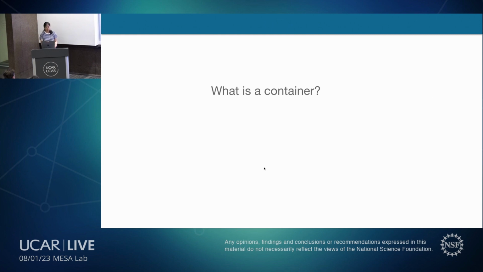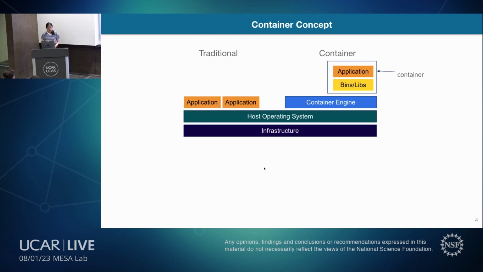Okay, first, what is a container? This graph shows the application development and deployment model in a computer system. The lowest level is the infrastructure, that is the hardware, and above it is the operating system. Traditionally, the applications are built directly on the operating system. However, if we want to use it on another operating system or on other hardware, then we need to install the whole thing, like the dependencies and environment, again. So that is hard work.